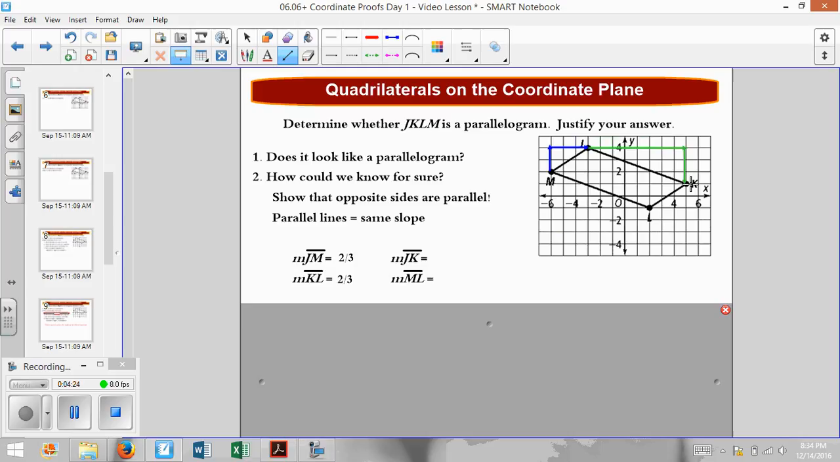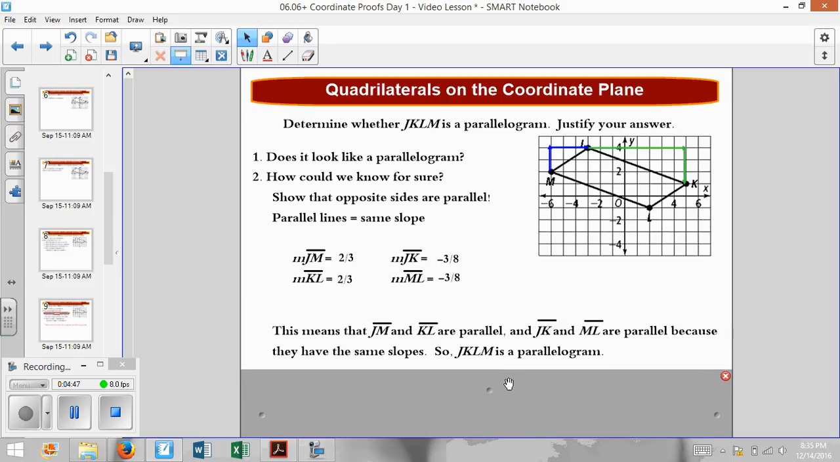So the rise is 3, and the run is 8, I believe. And it is a negative slope because it's going down, so I believe the slope is negative 3/8. If I count again, L to M or M to L, I go down 3 over 8. Yep, it's negative 3/8. So, does that prove it's a parallelogram?